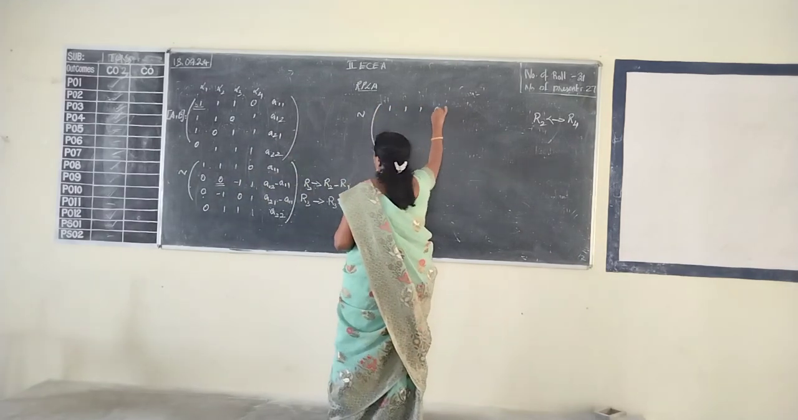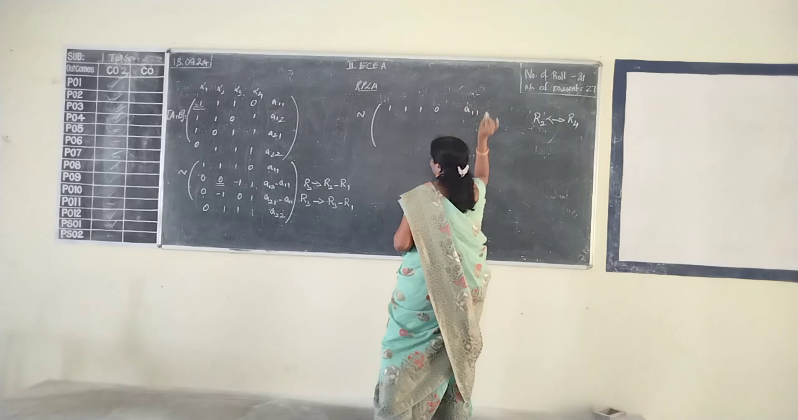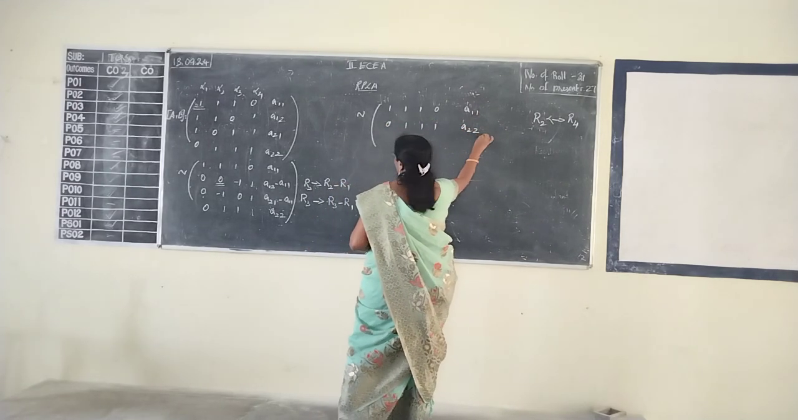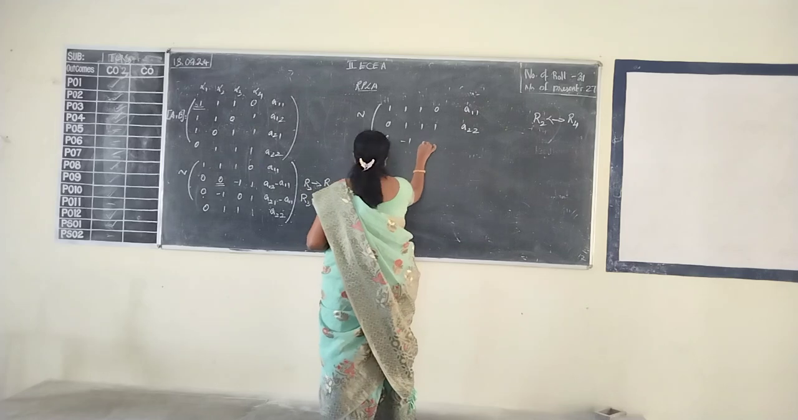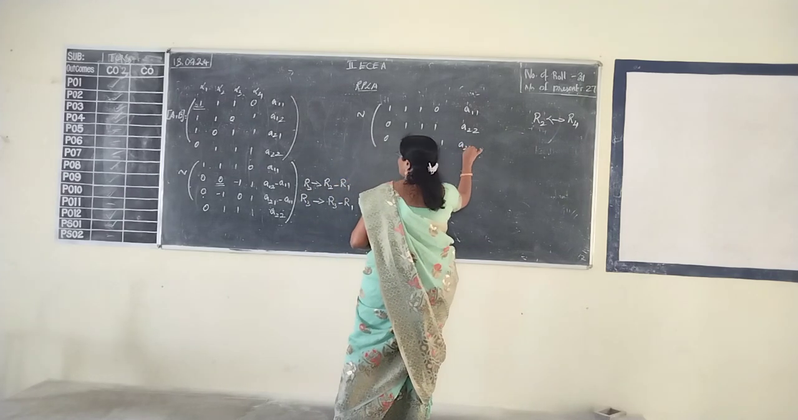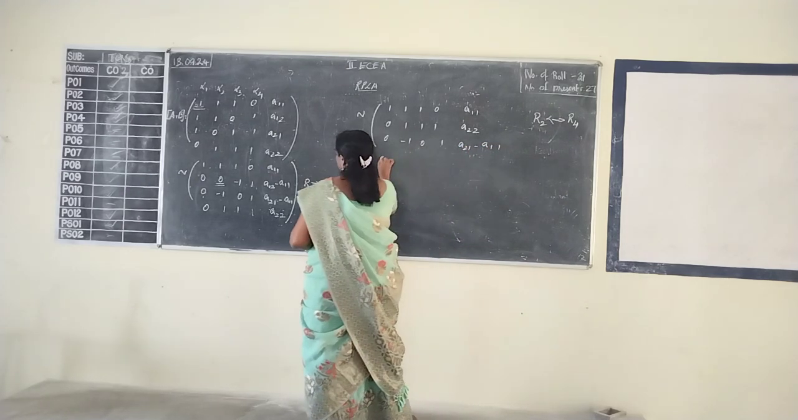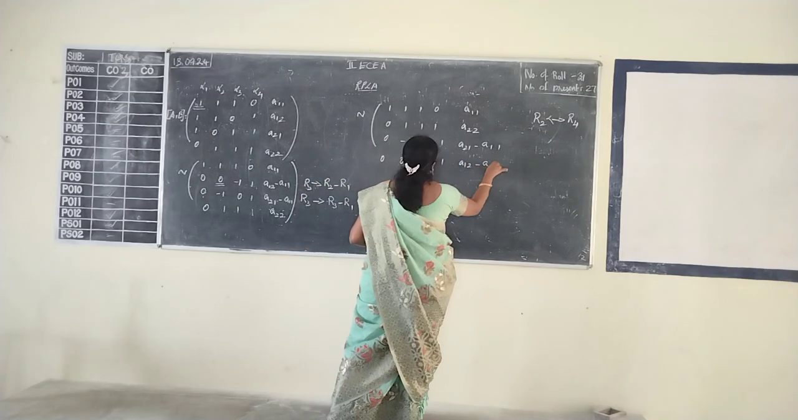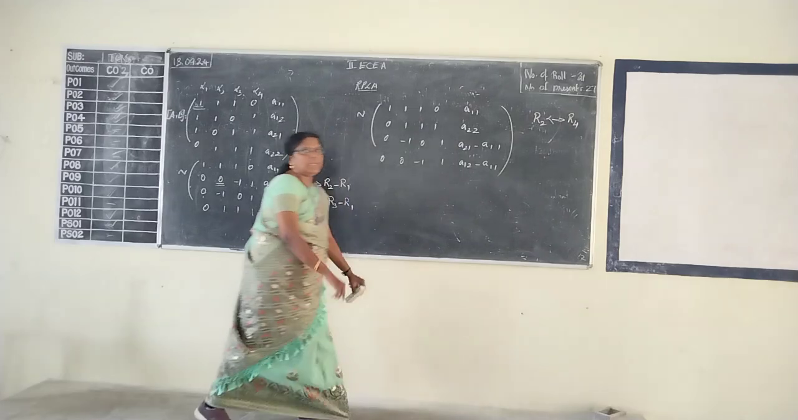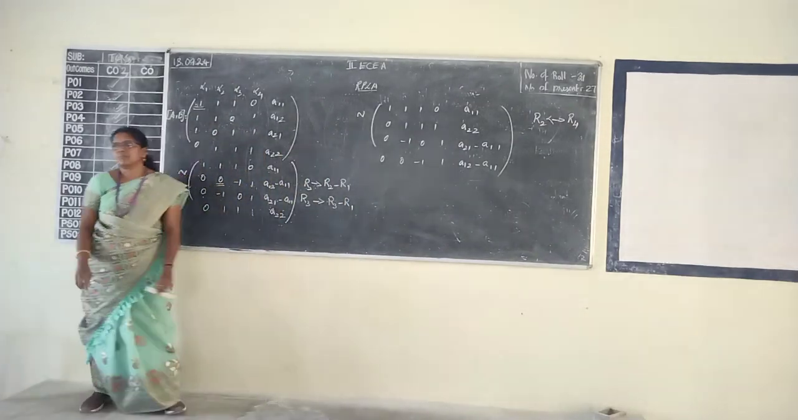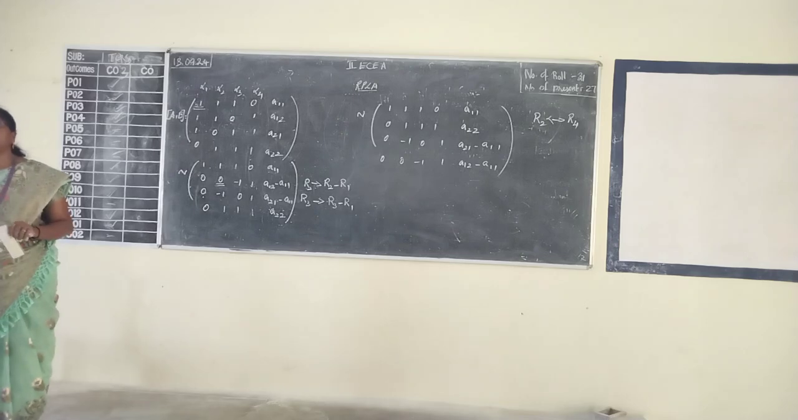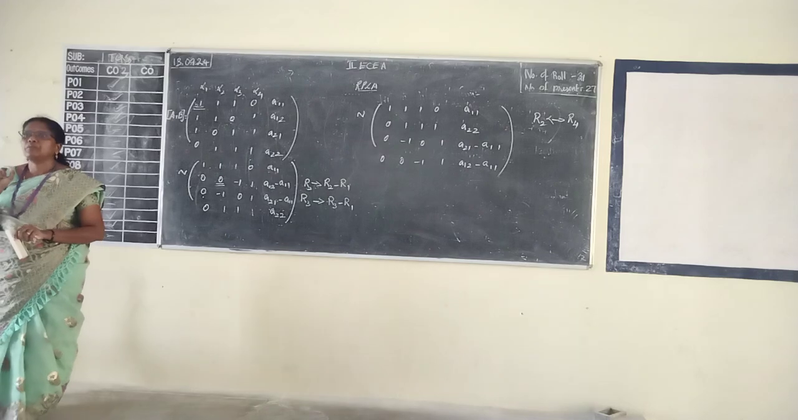1 1 1 0 A11. Now R4 is 0 1 1 1 A22. R3: 0 minus 1 0 1 A21 minus A11. 0 0 minus 1 1 A12 minus A11. Interchanging R2 and R4. We are doing this only because second row, second element was 0. Otherwise, no need to make any changes.